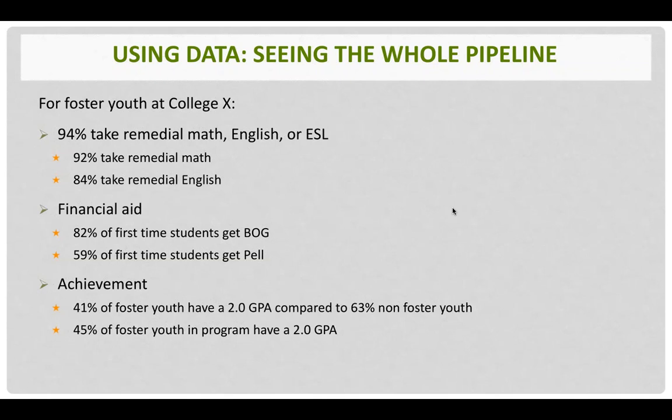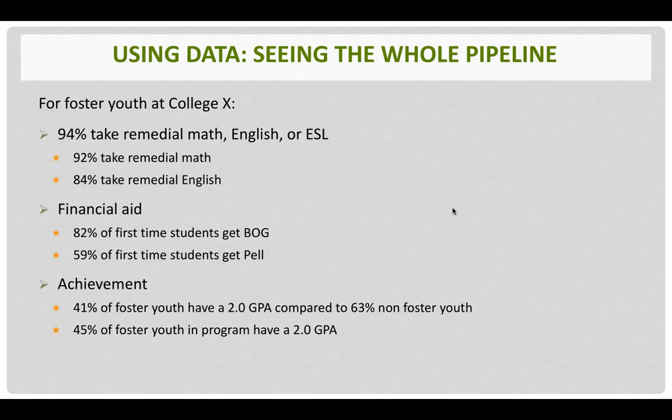And then of those students, what percentage of them are receiving financial aid? This is a classic example where 82% were getting BOG fee waivers, but only 59% of first-time students were getting Pell Grants. So what does that tell us about the FAFSA completion process? And are there some things that we might be able to do, armed with these data, to talk to community partners and K-12 school districts about ways that we can help streamline that process? And then what are the achievement metrics that you might be able to put together to paint a broader picture of the pipeline?